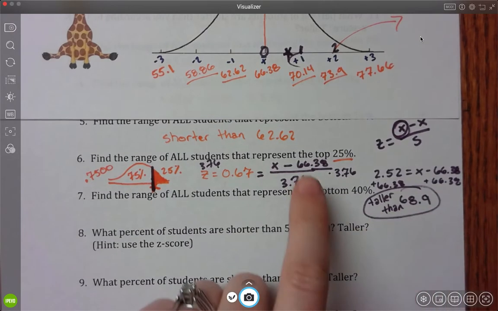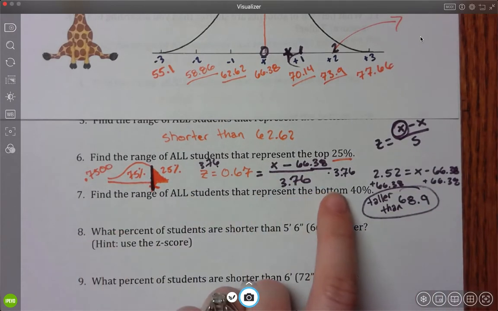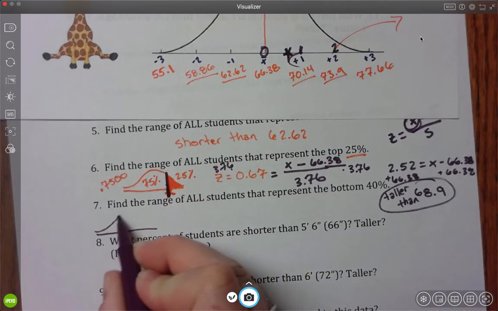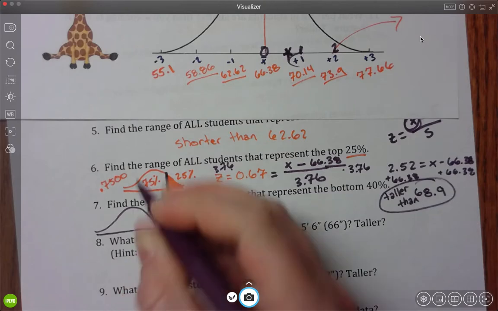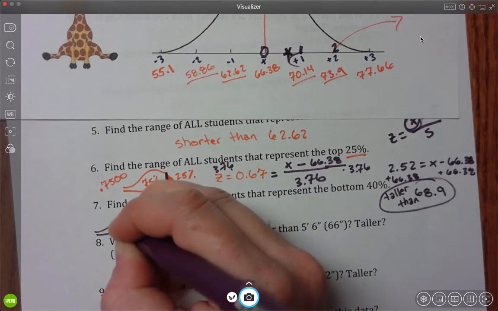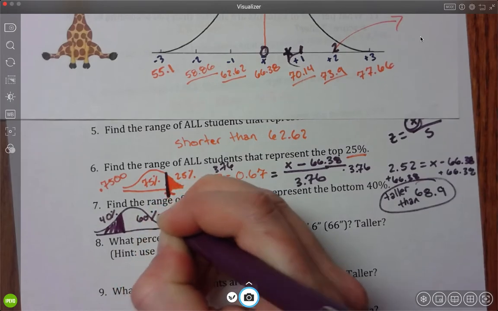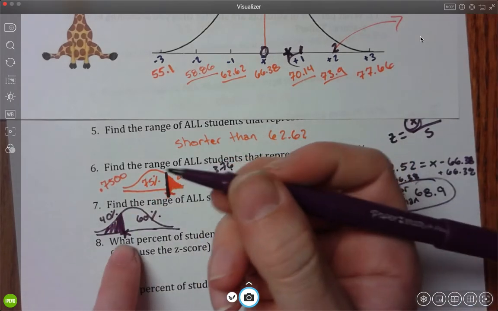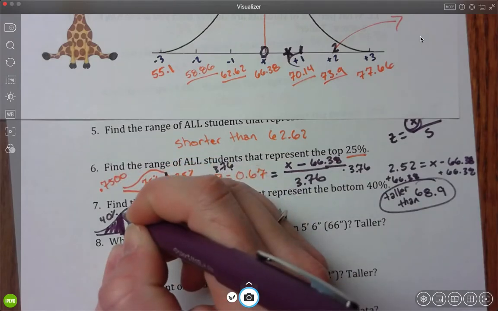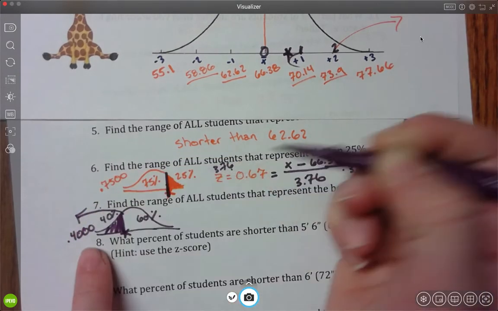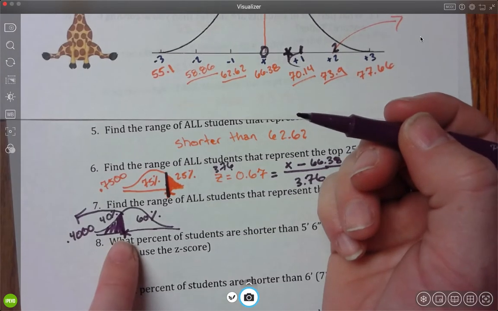Okay. Now, number 7, same thing, but now they want the bottom 40%. So I'm going to draw my bell curve here again, but now we're doing bottom 40%. 40% is going to be here. 40%, that means 60% is here, and I need to figure out what this cutoff marking is. My table always reads from here back, so I'm going to be looking at 0.4000, and I need to figure out what that z-score is.